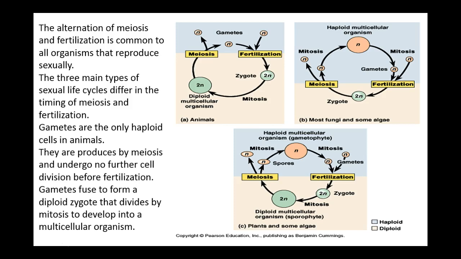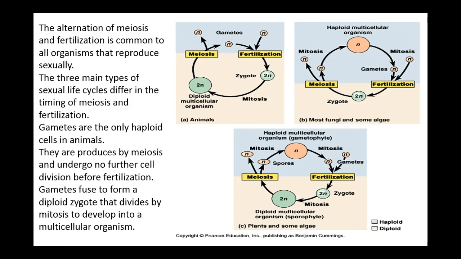We just talked about the type that shows up in animals. That would be your upper left. You also have, in the upper right, fungi and some algae. And what you start out with is, it's actually a cycle. You start out with a haploid unicellular organism. We'll start at the top, which is 1N, haploid.